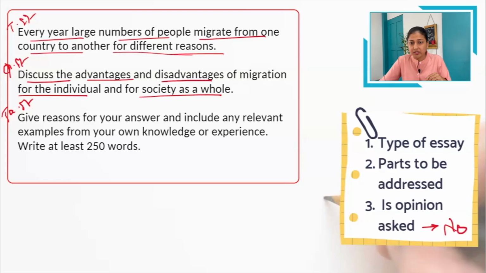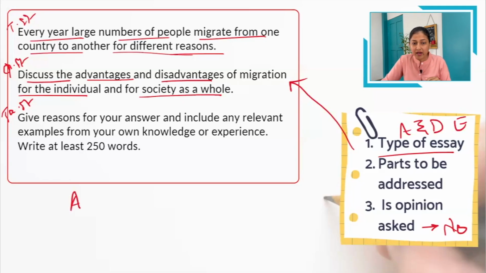First question, type of essay. How do we identify? By looking at the topic, question statement. It says discuss the advantages and disadvantages. Clearly the type is advantage and disadvantage essay. Cool. Next, how many parts are there?